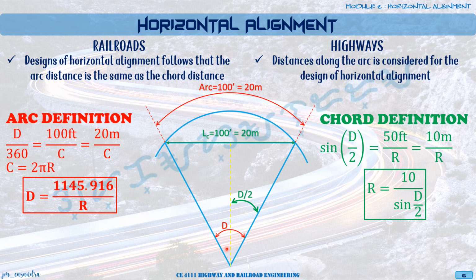Okay, so for arc definition, it's 1145.916 all over R, and for chord definition, that is sine D over 2 equal to 10 divided by R. So this is for metric. Okay, if you're going to use feet, just substitute the values in our equations.